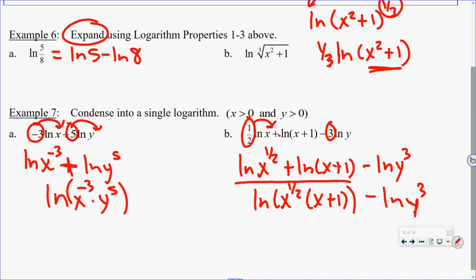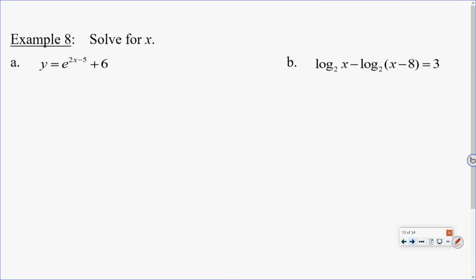Okay, now that they're subtracted, we're going to divide. So I'm going to end up with the ln of x to the 1/2, x plus 1, divided by y to the 3rd. It's going to go down below. So just look at that. When I was adding, they end up being times together. When I'm subtracting, they end up being divided. It ends up being on the bottom. Okay, I've simplified it as far as I can. So you know how to expand and contract logarithms. You'll be practicing with that.